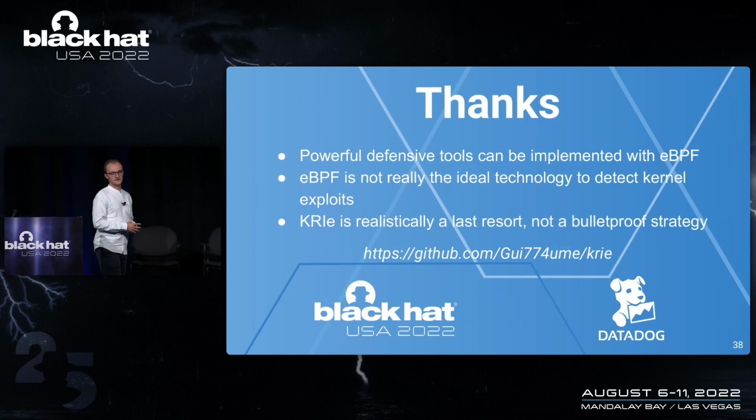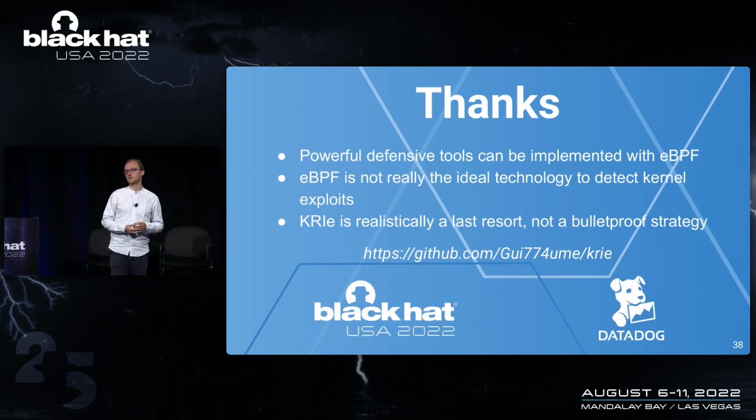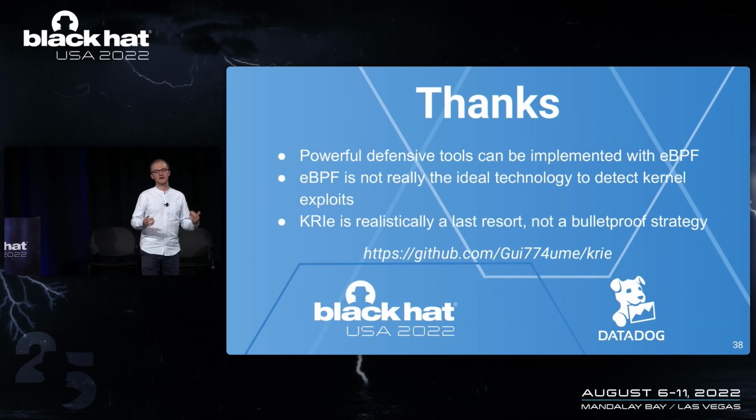All right, so thanks a lot. That's it for me. I think there are three takeaways for this talk. First, eBPF can be used to write powerful detections. However, eBPF might not be the ideal technology to detect kernel exploits, for all the reasons that I've talked about in the talk. Also, more realistically, CRY is a last resort. It's not really a bulletproof strategy. However, there is value in trying to make attackers' lives harder, in making exploits harder to use, and definitely in trying to make out-of-the-box rootkits fail for script kiddies, for example.